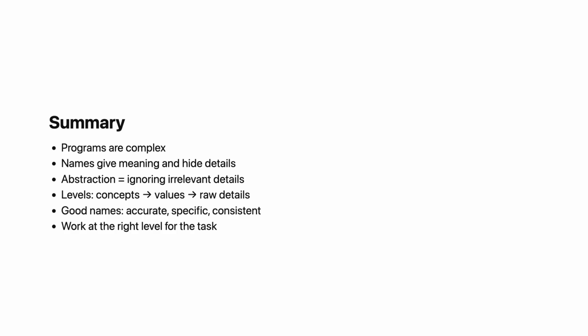They enable clear thinking and communication. Abstraction is a thinking tool. We work at appropriate levels, moving up for simplicity and down for detail. Naming and abstraction are how we manage complexity. They are how we make programs understandable.